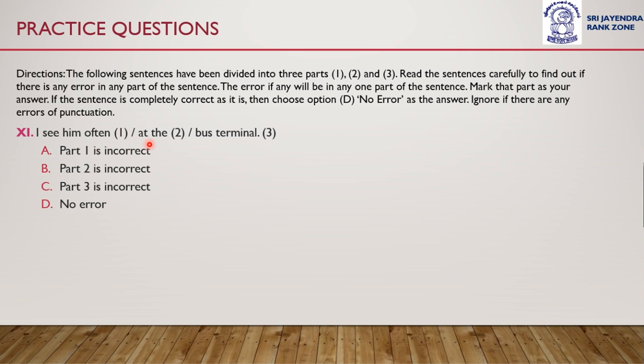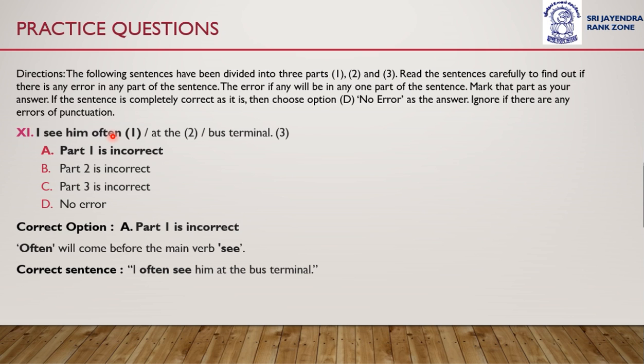I see him often at the bus terminal. What is the correct answer? To use often, it will have to be used before C. Often will come before the main verb C. Therefore, the error is in part 1. Part 1 is incorrect. The correct sentence is: I often see him at the bus terminal.